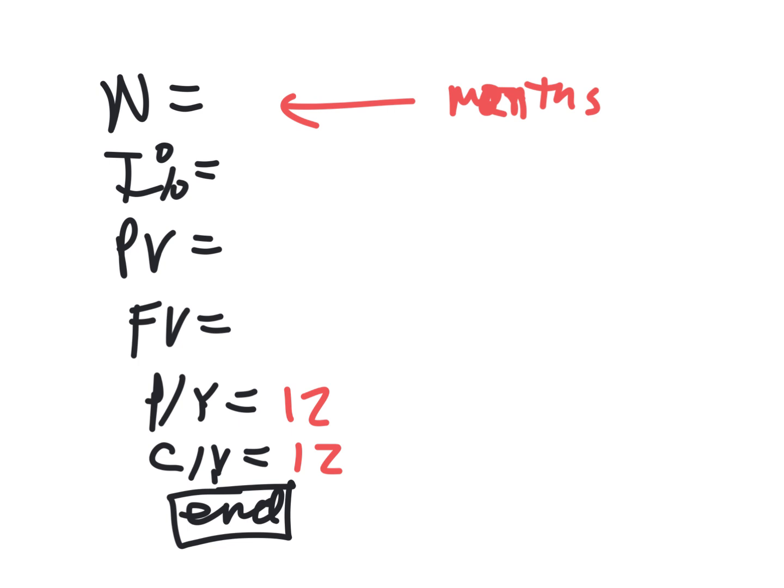Interest or investment rate. There's a difference, but they're going to go in the same spot. Interest is what you pay a bank. Investment is where you're earning the money because it's your money and your money's growing. Okay? So I is for interest.